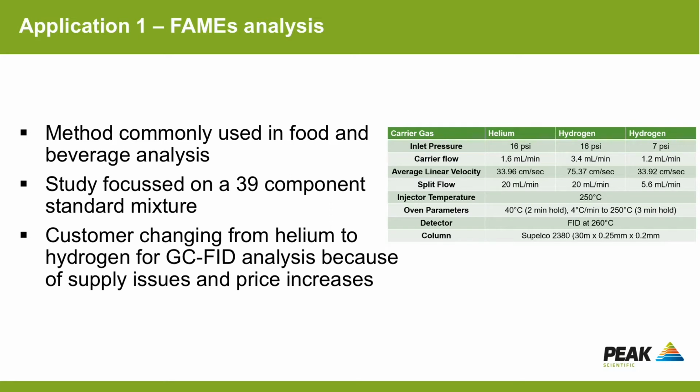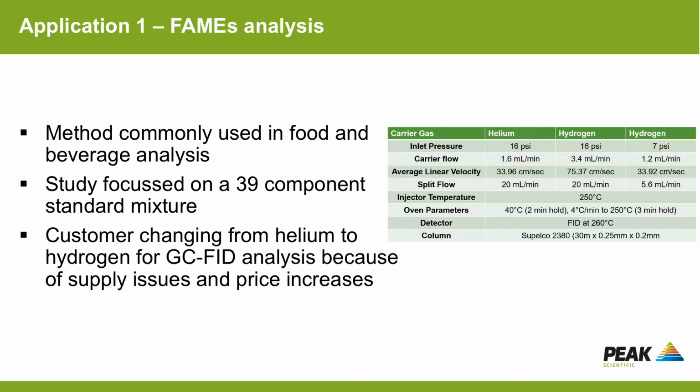But this particular example was from a food and beverage lab, and the study focused on a 39 component standard mixture of FAMES, and the customer was changing from helium to hydrogen for this GC-FID analysis because of supply issues and price increases that they had been seeing. So I have the conditions used in the analysis in the table on the right hand side.